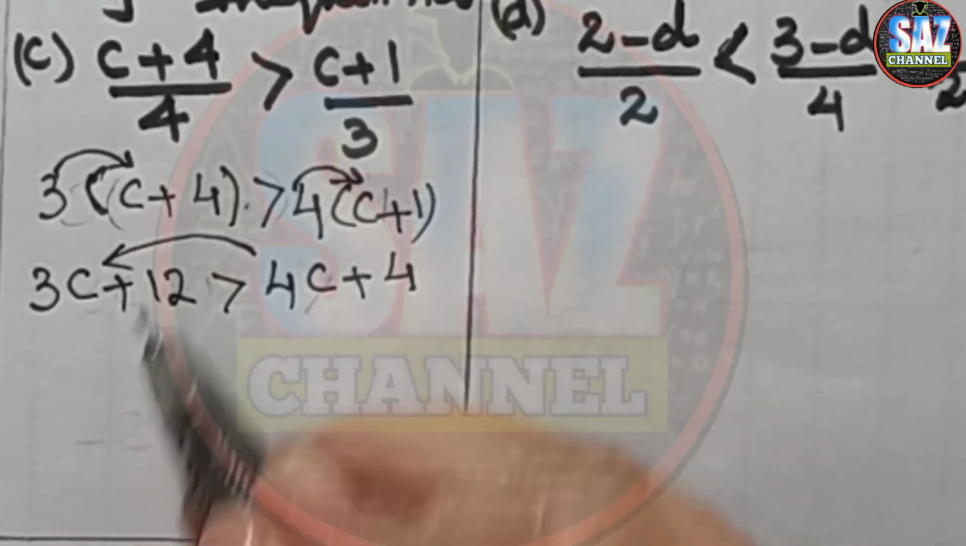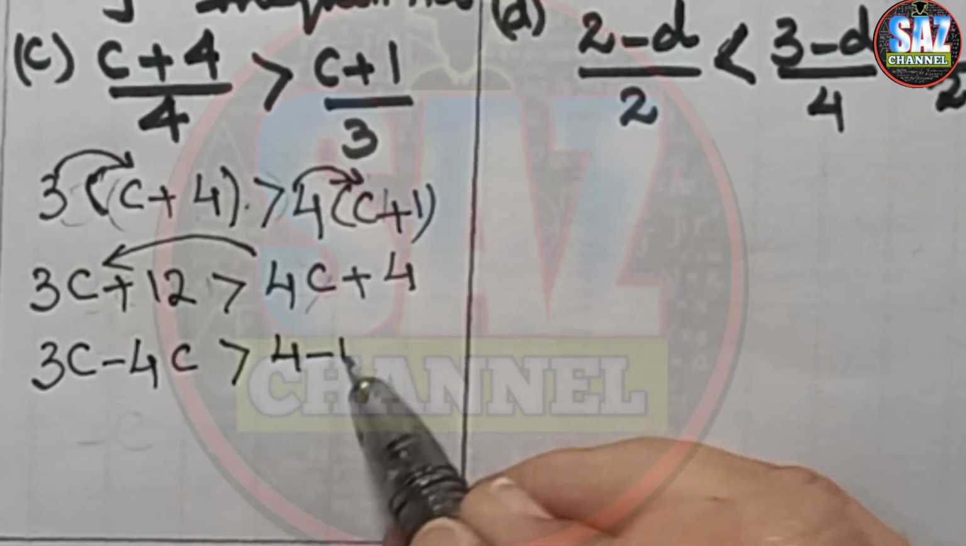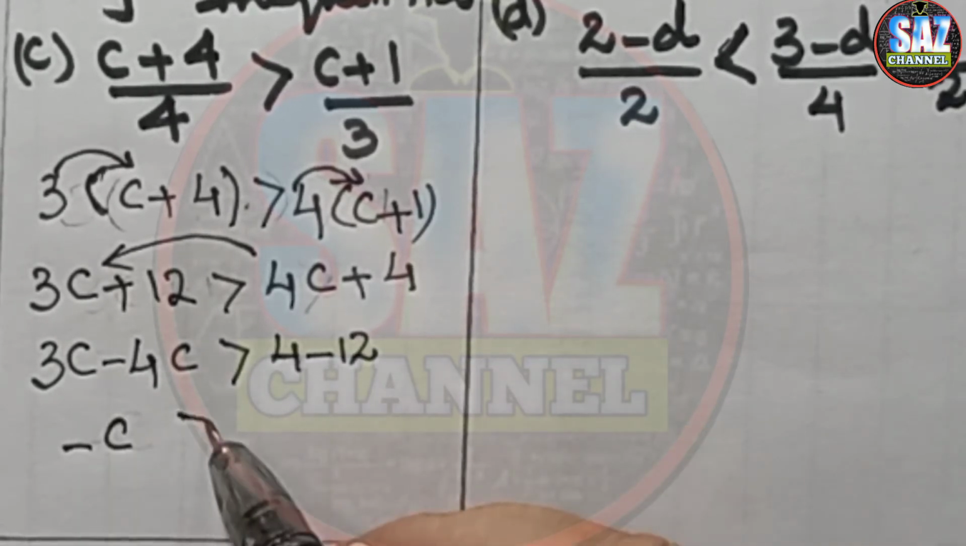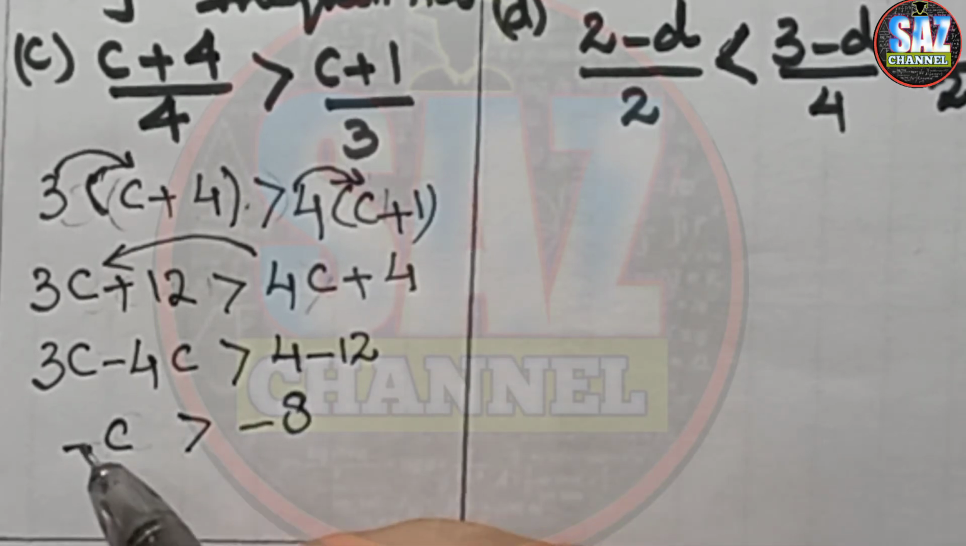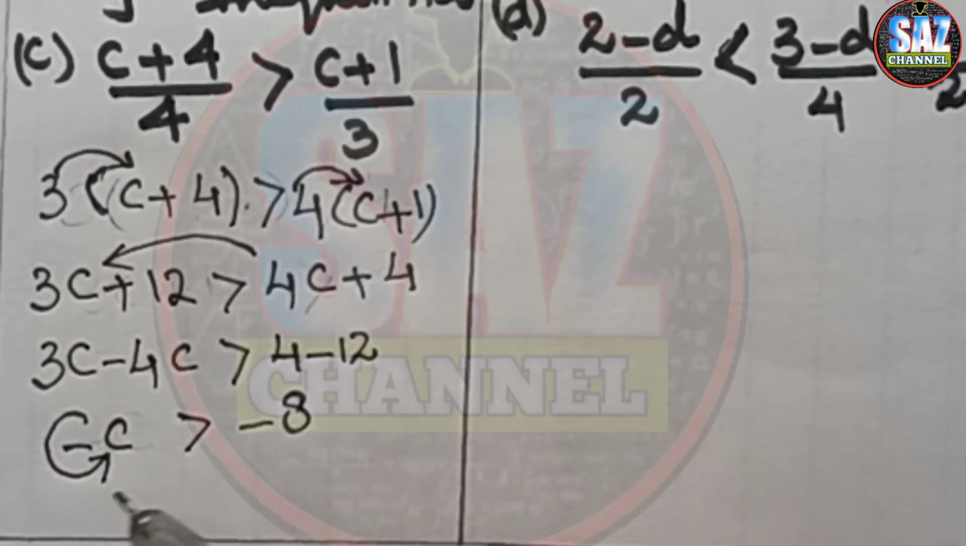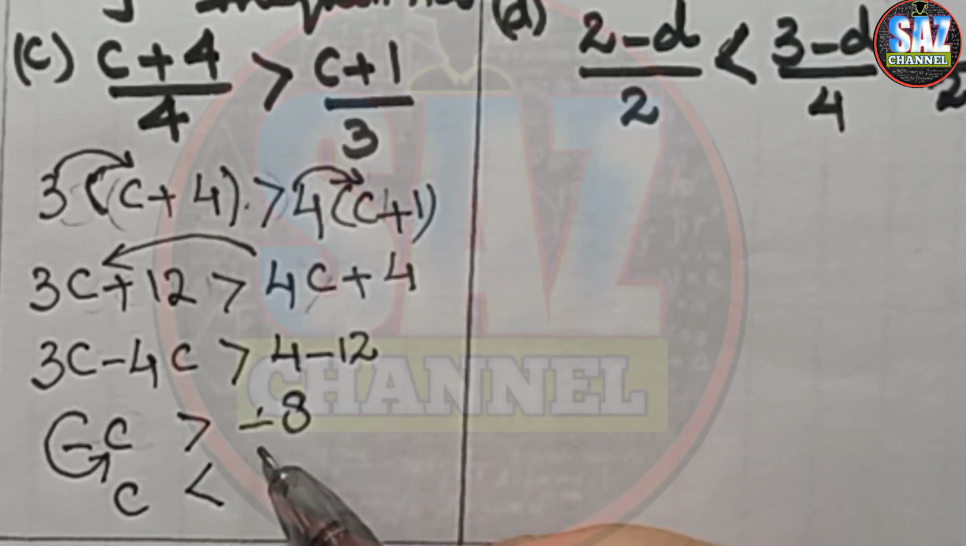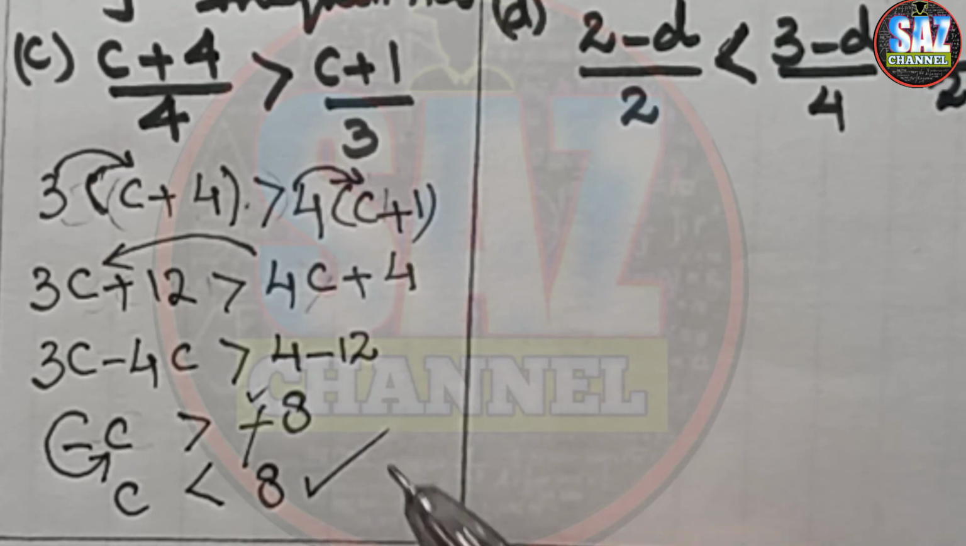Shift 4c to the other side. 3c minus 4c is greater than 4 minus 12. Minus c is greater than minus 8. Now, a really important step to understand. We have to make the coefficient of c positive, which means we have to multiply both sides of the inequality by a minus sign. And whenever we are multiplying an inequality by a minus sign, we have to reverse the direction of the inequality as well. And when this minus sign moves to this side, there is a minus sign already here. So c is less than 8. This is a really important point to understand.